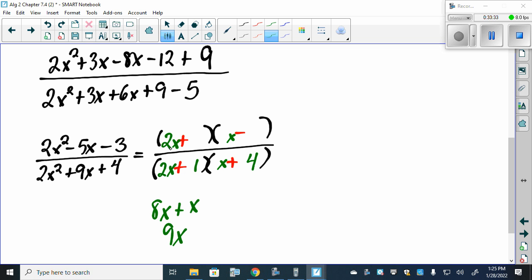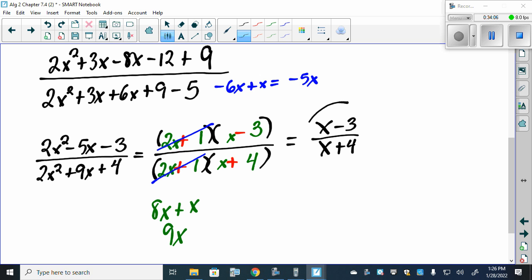1 and 3. And what do we hope the 1 is? Positive, and the 3 is negative. Now if we check this, 2x times negative 3 is negative 6x. 1 times x would give us plus x, which is negative 5x, what we wanted. So do we have something in common on top and bottom? Yes, 2x plus 1, which actually leaves us with x minus 3 over x plus 4. And that's as simplified as it gets.